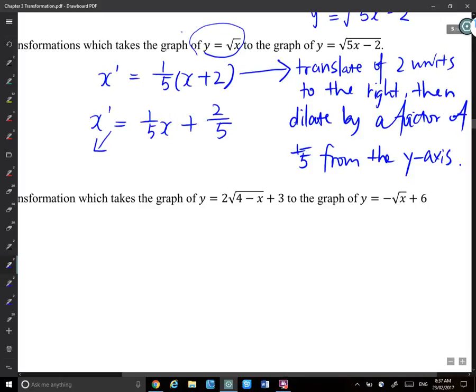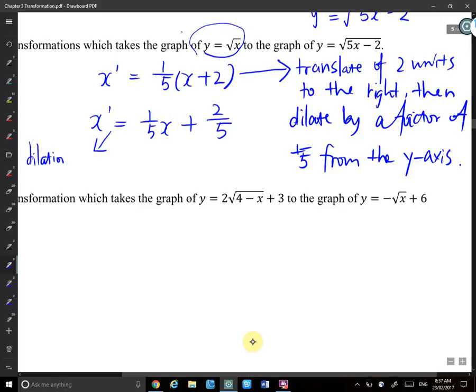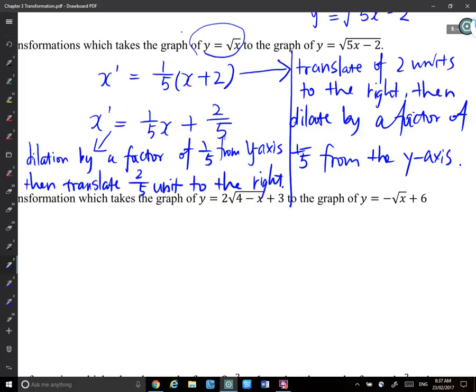But if you talk about this one, you open the bracket, dilation first, and then the translation. You will multiply the 1/5 with x first, so that's a dilation by a factor of 1 on 5 from the y-axis. Then translate 2 on 5 units to the right. So you can see if you dilate first and then translate, the units will be different. This one translates 2 units and then dilation by 1/5. This one will dilate by 1/5 and translate only by 2 on 5 units. So that will be different.